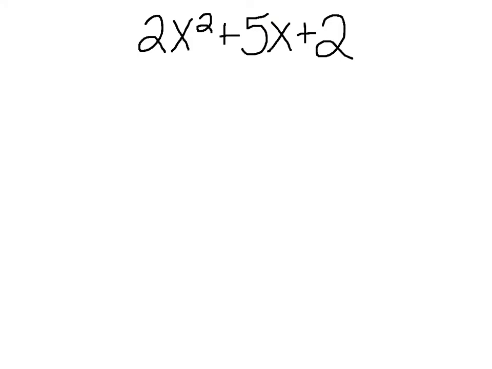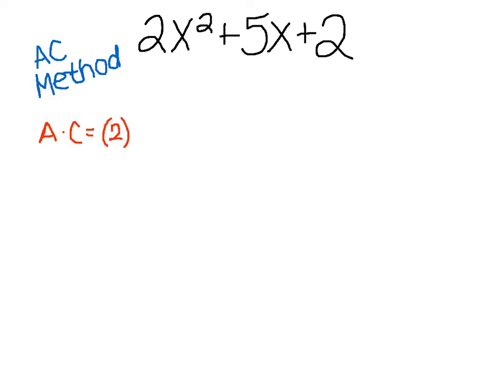So it's the AC method. I first of all see that there's no GCF, because that would be the first thing I will always look for. Next, I see that it's got 3 terms, and A is not equal to 1. That indicates the AC method. All right, looking at this, we're going to multiply A times C, which is 2, because this is my A, this is my C. 2 times 2, which is 4.